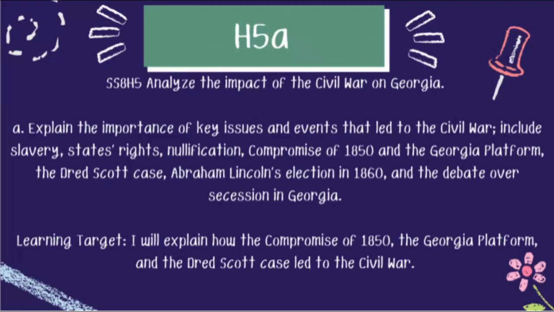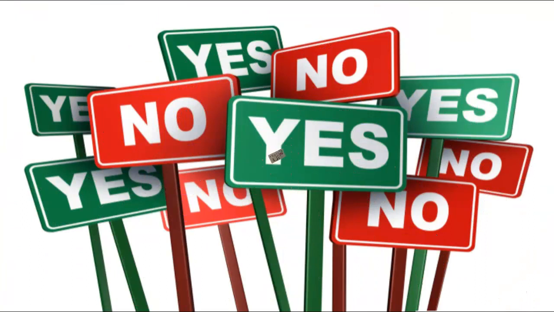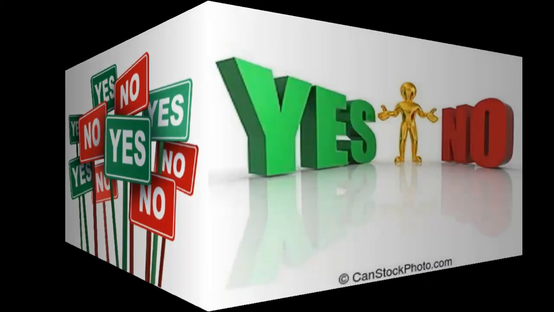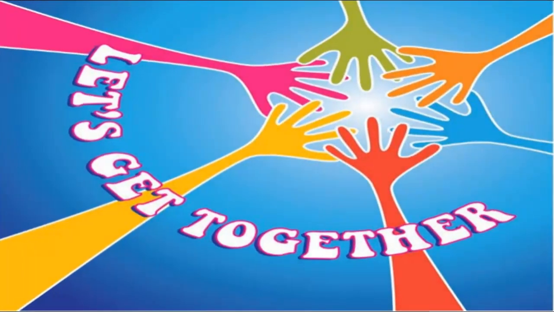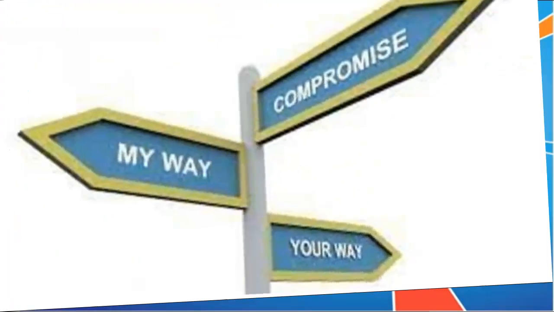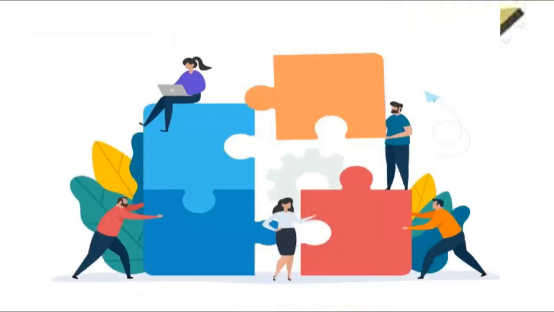Our learning target: I will explain how the Compromise of 1850, the Georgia Platform, and the Dred Scott case led to the Civil War. Slavery and states' rights really had the country all messed up. Some wanted slavery, some didn't. Some wanted states to have more power than the federal government, some didn't. So the U.S. Congress got together to help out, to come up with a compromise, or a few compromises. The idea was to keep the country together.